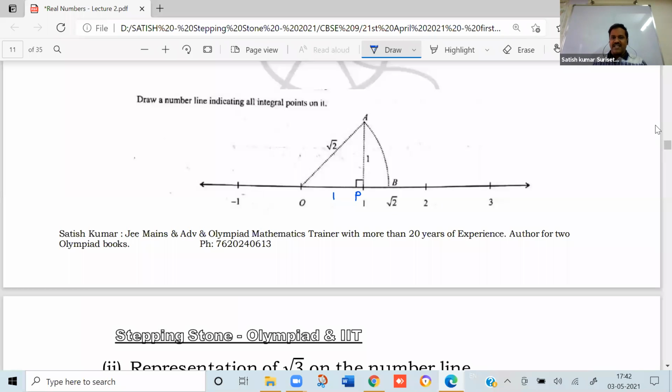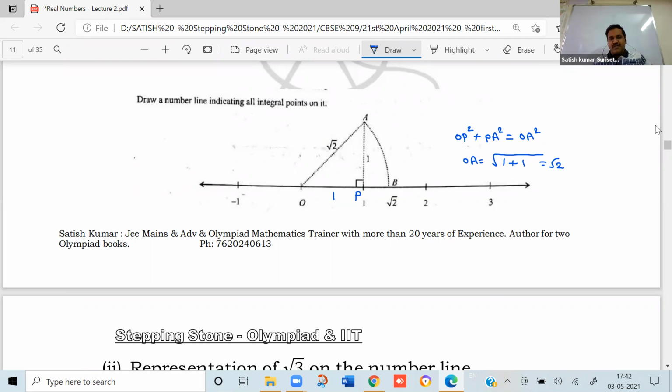So you know how to calculate the hypotenuse. OP square plus PA square equal to OA square. So OA equal to square root of OP square 1 plus 1, that is root 2. Now this length, OA length, is root 2.